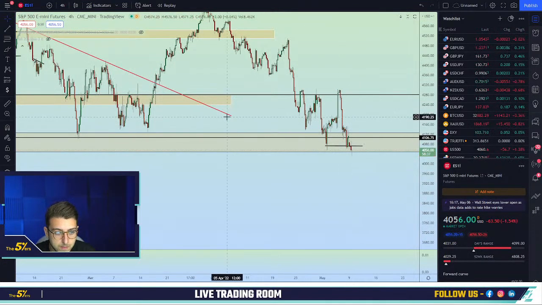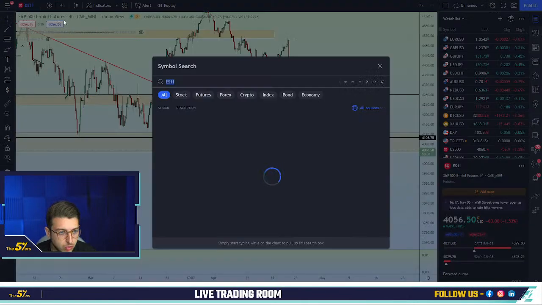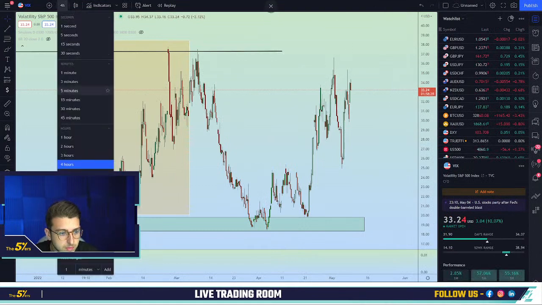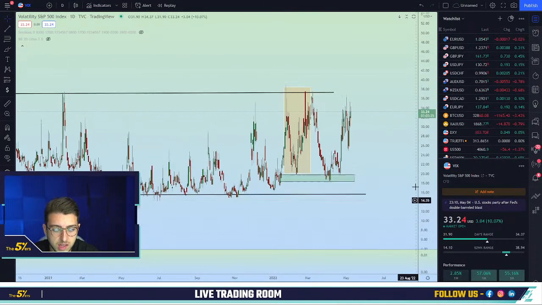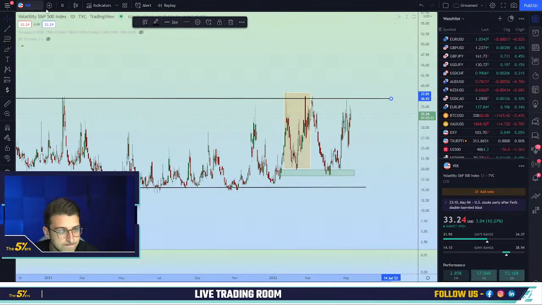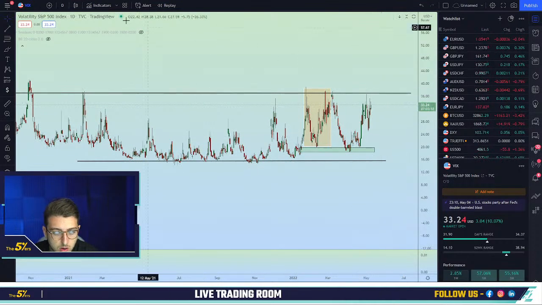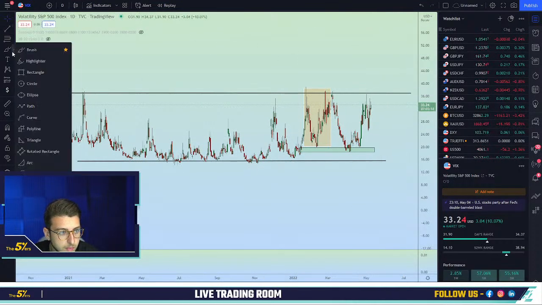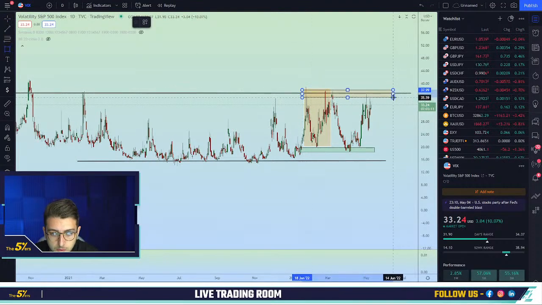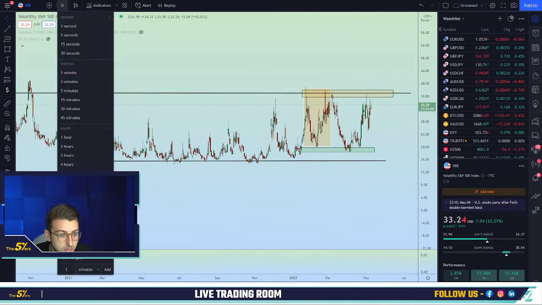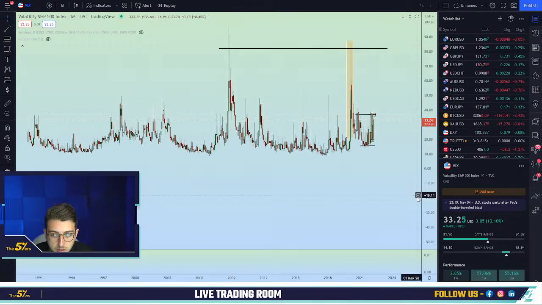I want to check the VIX before I continue with the indices, because generally when you see the VIX, it gives us an indication of where we stand. Yeah, we are still in the range here. We are still here. I still think that here might be a great selling place on the VIX, and of course a buying opportunity on the S&P.